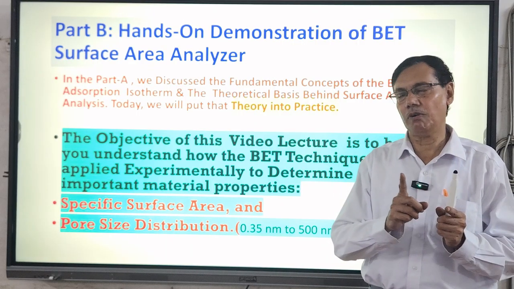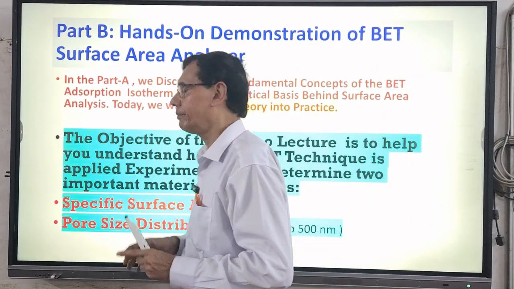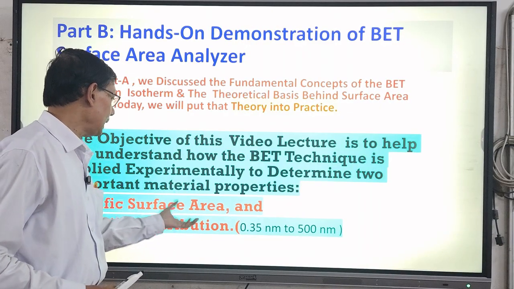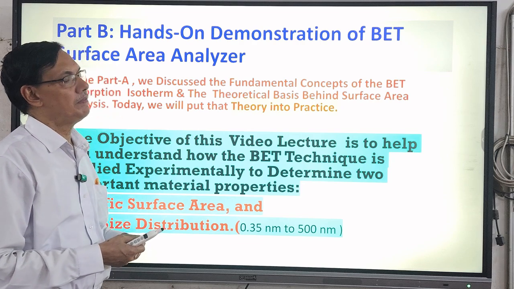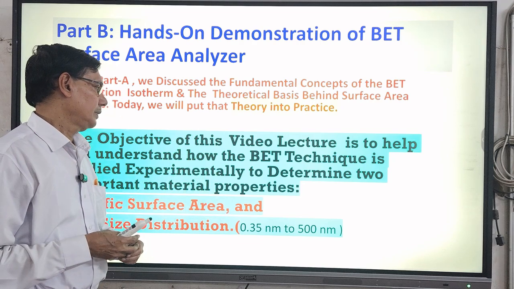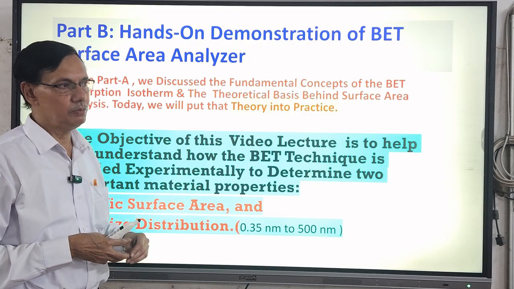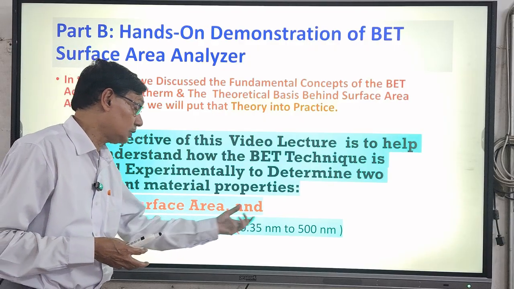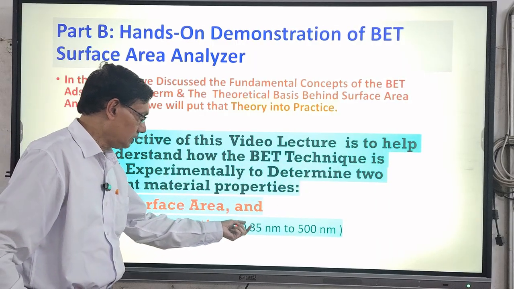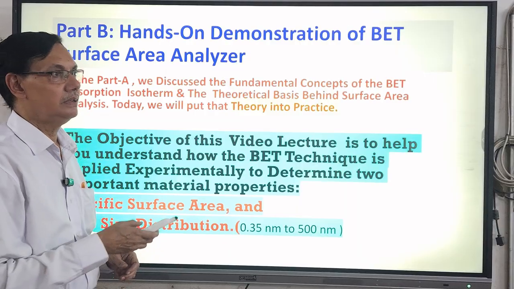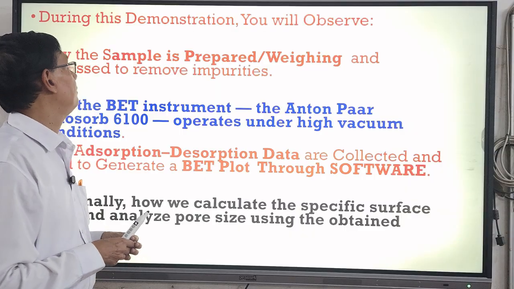Today we will determine only two properties. One is specific surface area, and second is the pore size distribution. As I discussed in my previous lecture, we are using the Anton Paar instrument. You see the specification of the instrument: we can determine the pore size distribution over a very big range, 0.35 nanometer to 500 nanometer. We will perform this experiment in our DST PURSE lab.